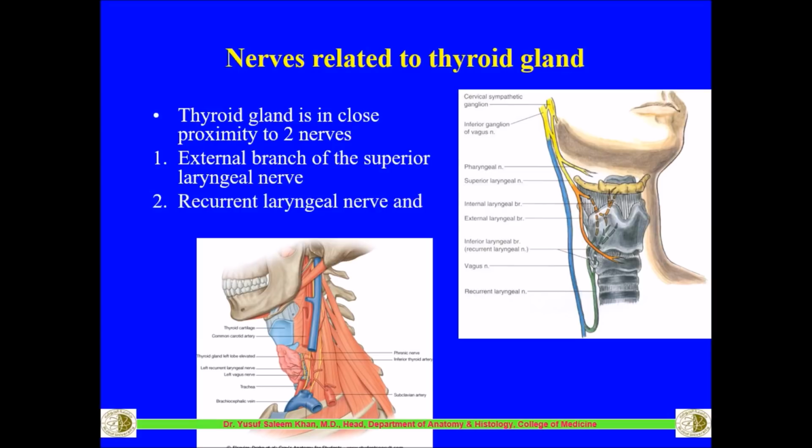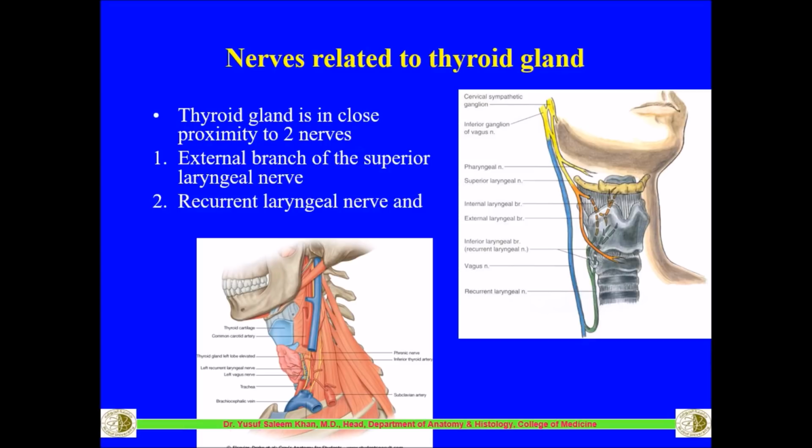Then there is the second nerve, which is in very close relation and very important. This is the recurrent laryngeal nerve, also a branch from the vagus. The vagus gives the superior laryngeal, which divides into external and internal, and then it descends downwards and gives one more branch, called the recurrent laryngeal nerve. This is very important because it supplies almost all of the muscles of the larynx except the cricothyroid, which is supplied by the external branch of the superior laryngeal nerve.